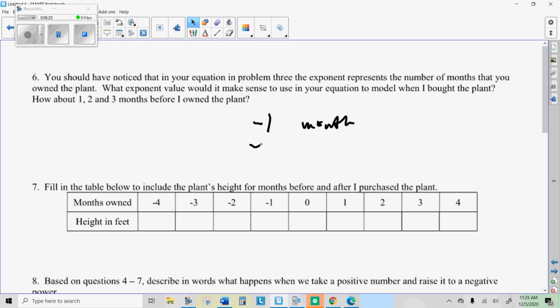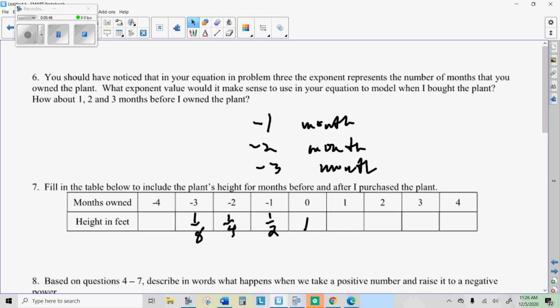2 months before would be negative 2 months. And 3 months before would be negative 3 months. That makes sense. So we're going to fill in this table with the information we have, and you can continue it. So negative 1 month, we were at 1/2 foot tall, 1/4, 1/8. Go ahead and do the negative 4.